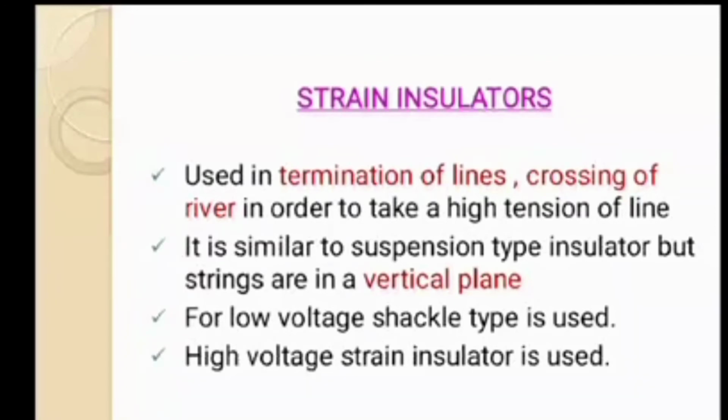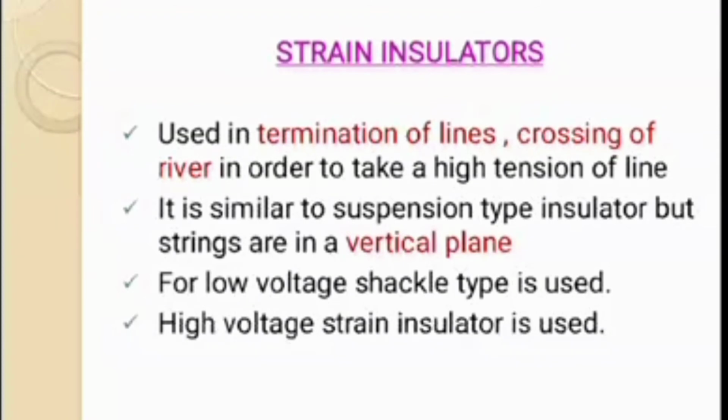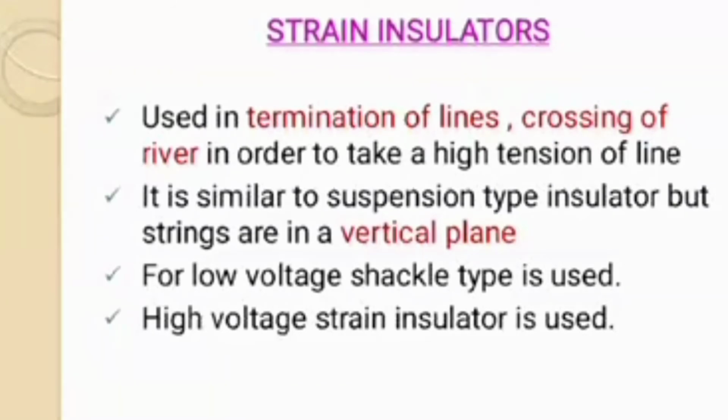Next one, strain type insulators. Construction wise there is no difference between suspension type and strain type. Both are connections of pin type strings, but the important difference is that suspension type strings are connected horizontally, and in strain insulators the strings are connected vertically. Mainly strain type insulators are used in termination of lines and crossing of rivers. That means wherever we need high tension, there we will use strain type insulators. And strain type insulators are used in high voltage range.